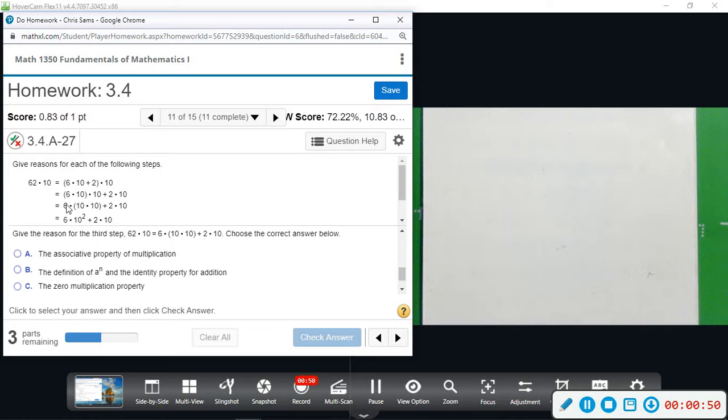Alright, step 3, they have regrouped. We went from 6 times 10 to 6 on the outside and 10 times 10. So this is the associative property, who you associate with. They've changed the grouping and everything else is the same. So this will be the associative property.